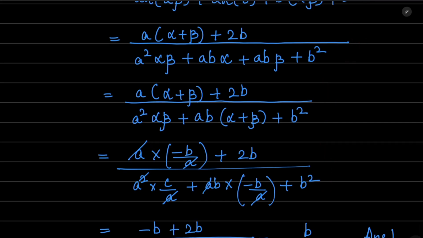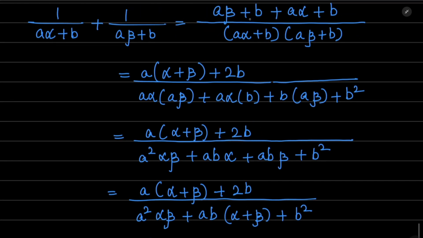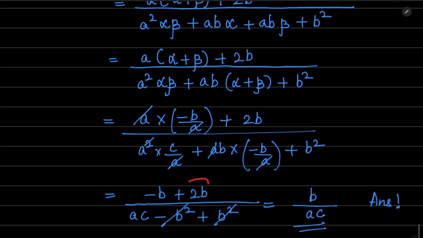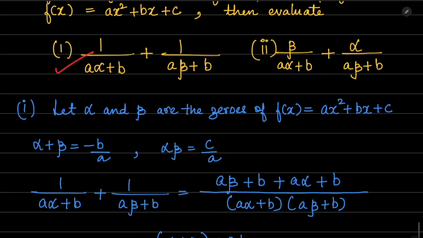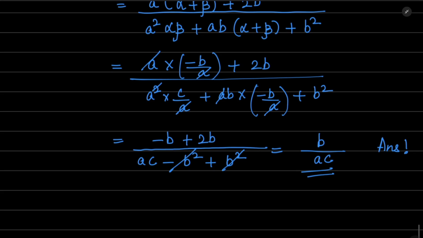And even while cancelling, and when you are doing b plus b, it is 2b. Don't forget, b plus b is always 2b. Okay, and 2b minus b is b. So in these basic arithmetics, you have to be super careful. Now this is the first question. So we are done with the first question. So you have evaluated this expression. The answer is b by ac.